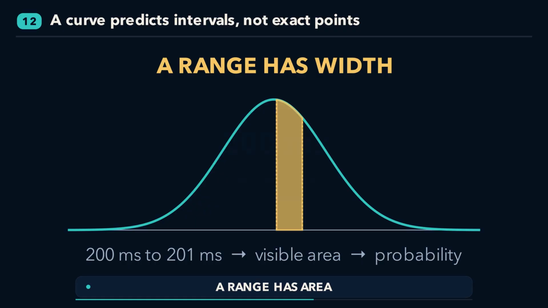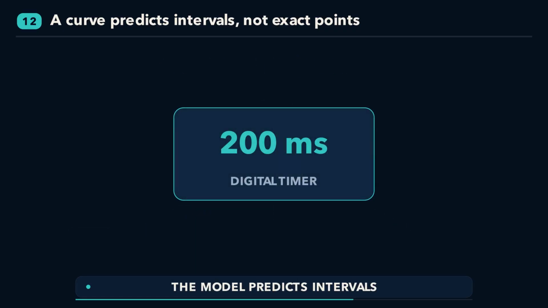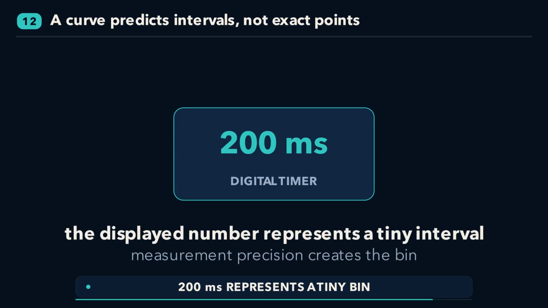The probability becomes meaningful when we give the measurement an interval, such as between 200 and 201 milliseconds, or when a device rounds values into bins. The model predicts ranges. The recorded number represents a tiny range created by measurement precision.